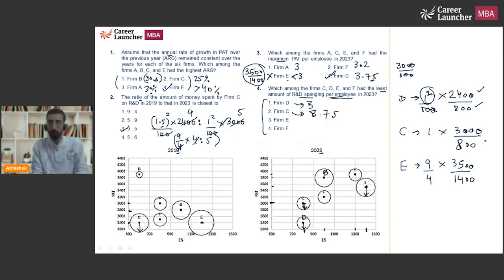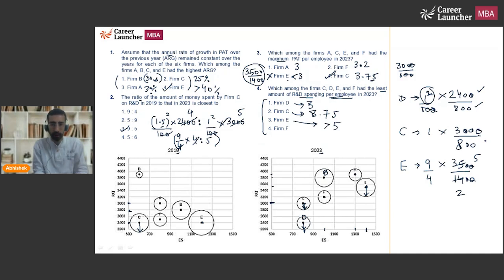So 35 is 7 into 5. 14 is 7 into 2. This is 45 by 8. 45 by 8 is more than 5, right? Greater than 5. There's no way this is the answer.